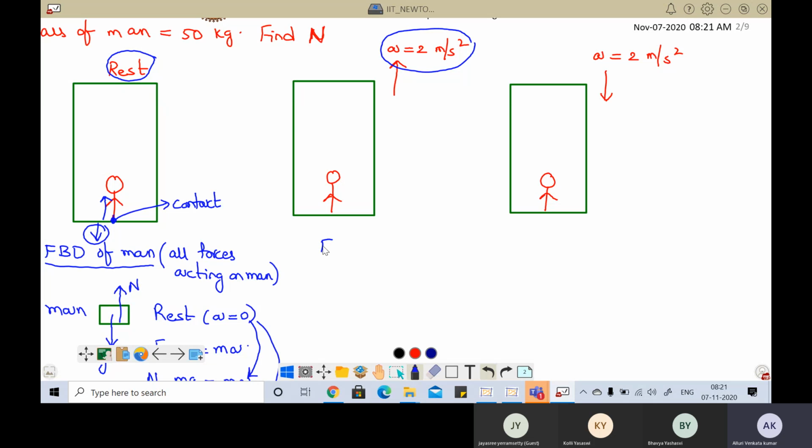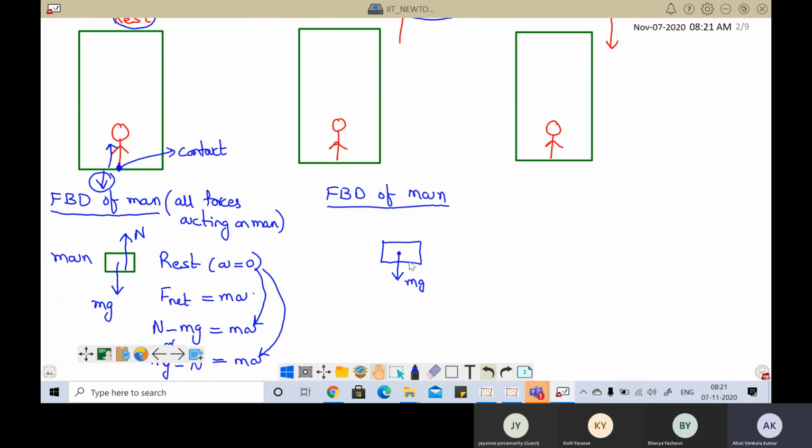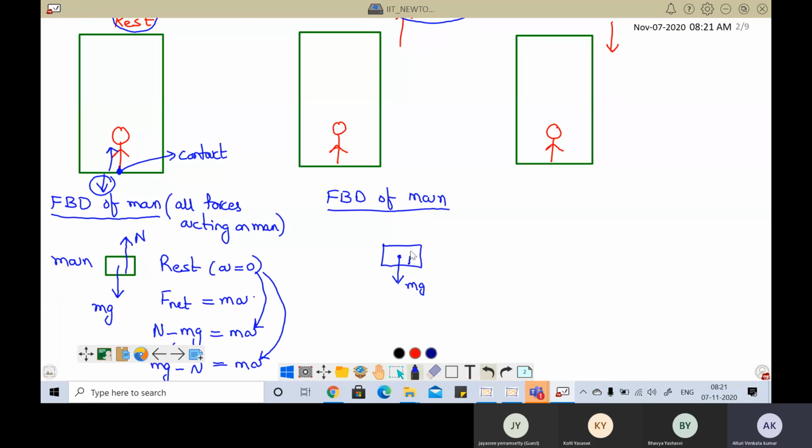Now here also, if you draw the free body diagram of the man, let us say this is the man. First force is mg. Next, normal reaction is upwards. Now, is this man moving? When the lift is moving, the man who is standing on the lift is also moving, correct or not? So which side is he moving? Upwards.